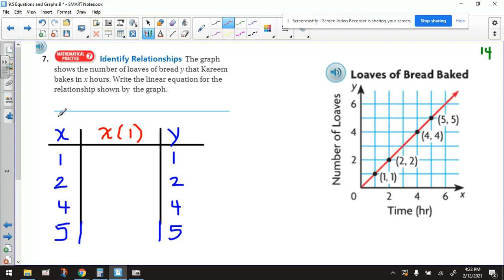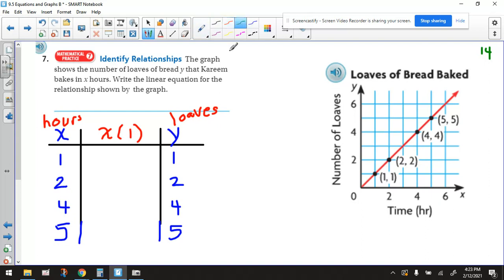So remember, the x is ours, and the y is representing the number of loaves of bread. So sometimes it's a good idea to label when you have a situation what things are to help you understand. So it kind of looks like we need the full hour to make 1 loaf of bread. We need 2 hours to make 2 loaves of bread. We need 4 hours to make 4 loaves of bread. So doesn't that kind of seem like it's 1 loaf per hour, which would suggest that we're going to be multiplying these two things together.